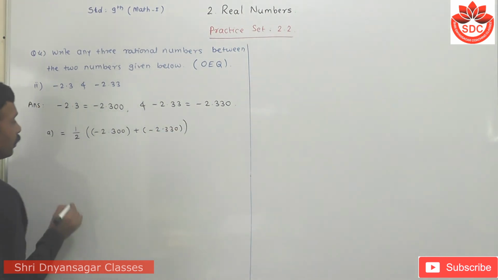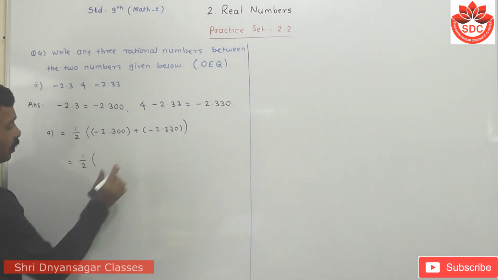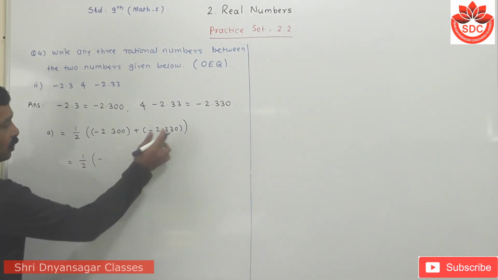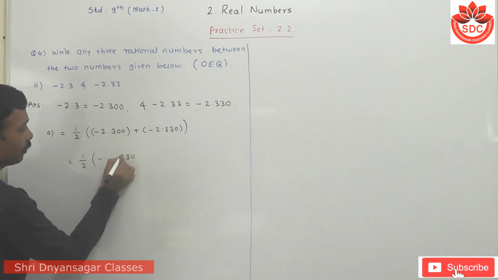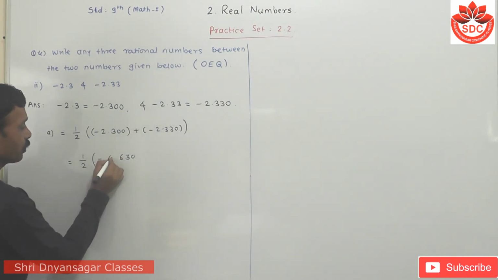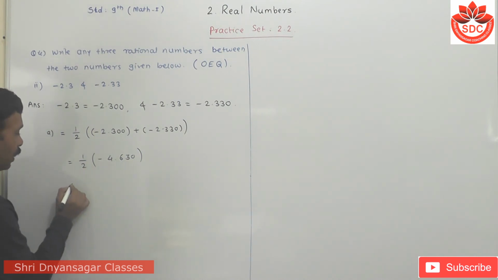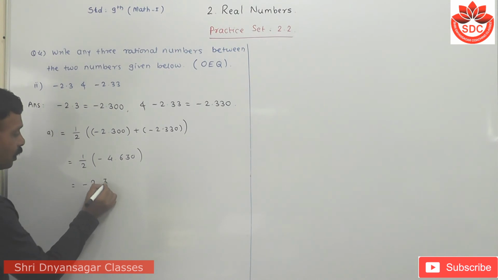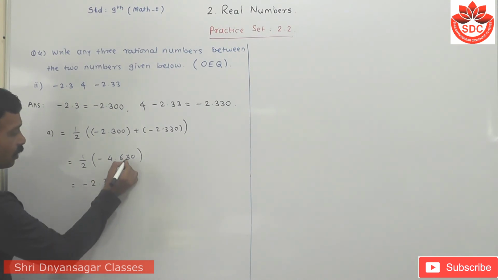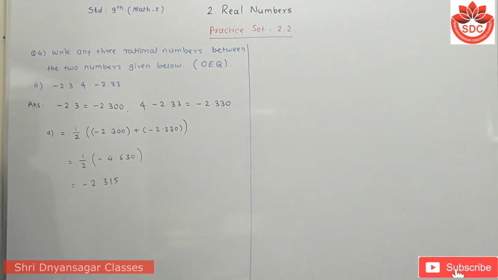-2.330. Then this becomes 1/2 into, I add these numbers and give the minus sign here, so 0, then 3, then 3 plus 3 becomes 6 and 2 plus 2 becomes 4, 4.630. Then we have to divide it by 2. We get minus, 2 2s are 4, 2 3s are 6, then 2 1s are 2, carry 1, it becomes 10, 2 5s are 10. This is the first one.